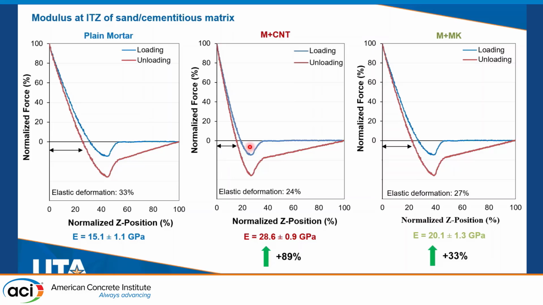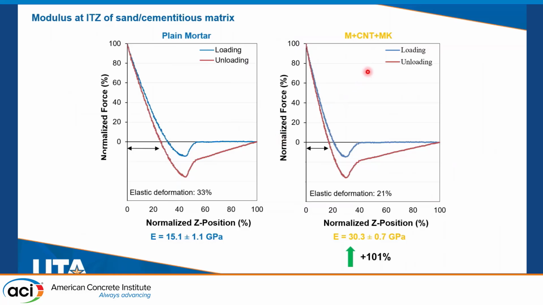Also, with this curve, we can notice another thing, that the gap between the blue and the red curve, the gap between the loading and the unloading curve, has been reduced, which means that the material is better able to recover the deformation, which hints that the material now has improved resiliency. With the combination of CNT plus metakaolin, we saw the highest elastic modulus at the ITZ, the lowest elastic deformation, and the lowest gap, suggesting enhanced resiliency of the material.